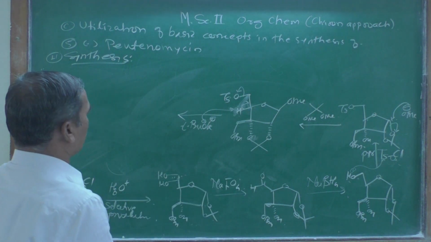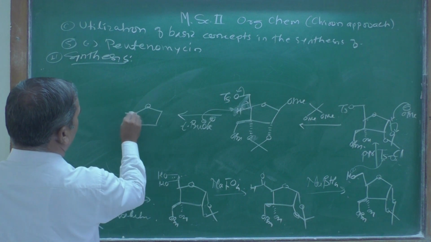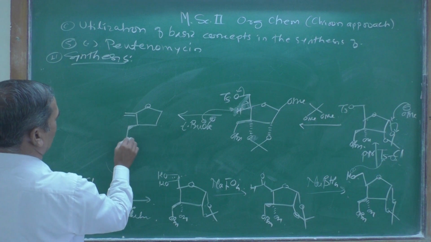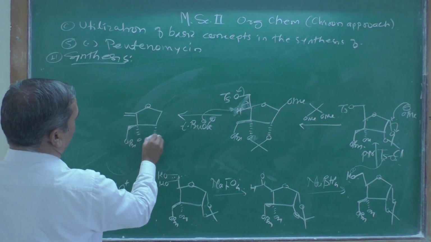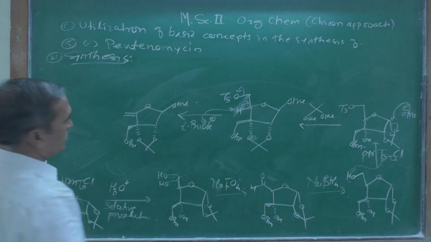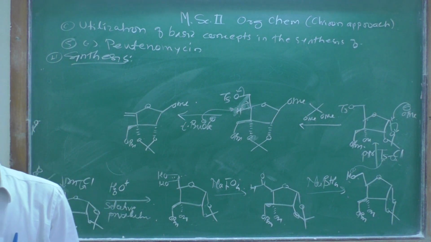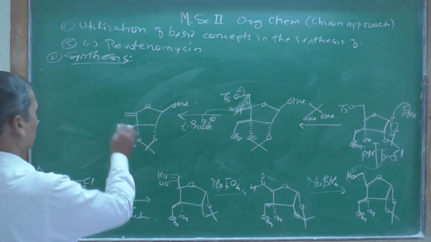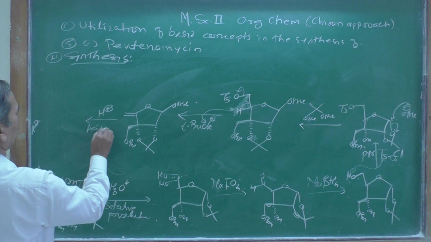OTs is a good leaving group, so that you are going to get the product. This one, the double bond we brought over here, and here is OBn, and then dash dash O dash dash O, and this is protected, and OMe as it is, right? And after that the H plus acidic condition. Now here just treat with H plus. This is acidic condition.